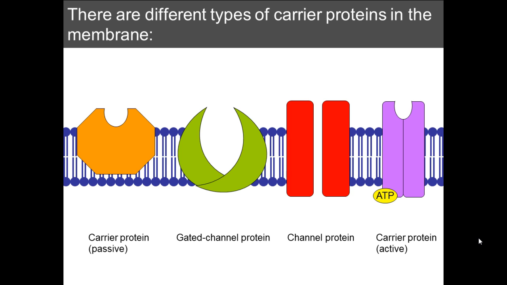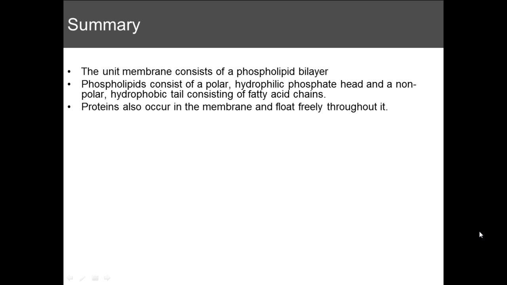So here we have some examples of carrier proteins found within the membrane. Not all of the proteins are used for recognition. Some are used to move things from out to inside, or inside to out of the cell. And so there are different types here. You have a carrier protein to do with passive movement. You also have a gated channel protein, and other types of channel proteins, some of which actually require active transport. And in the next video, that's what we're going to be looking at, the different types of movements across cell membranes.